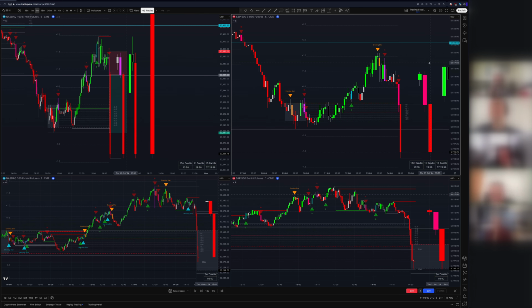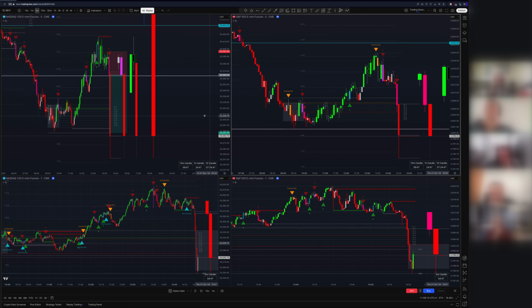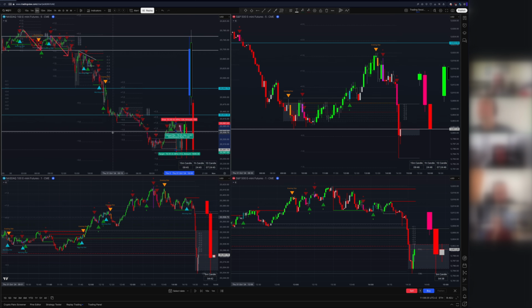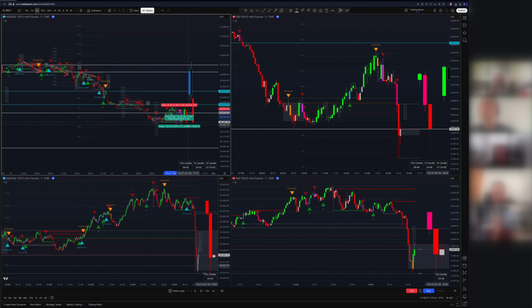But I mean, the range was not really big. This looks like a really, really big candle, but it's more or less because the range was really tight. So I get half, 1.2, and I let it run to here.